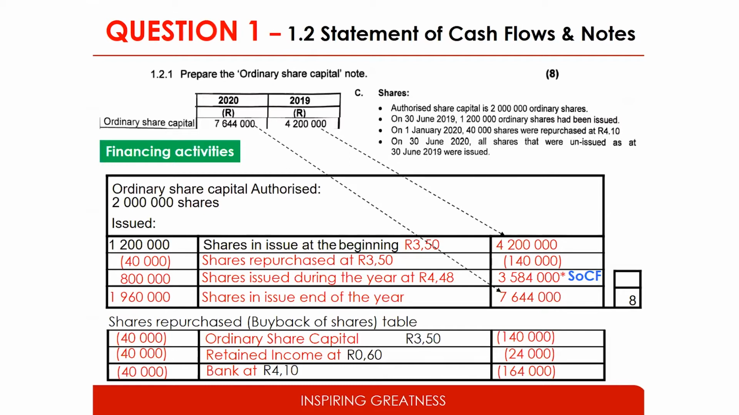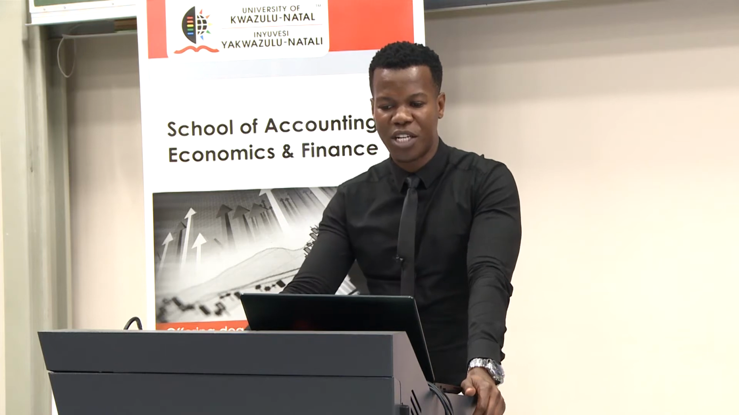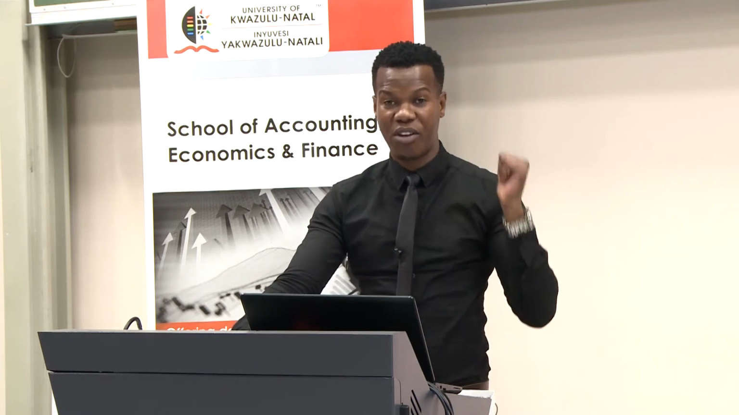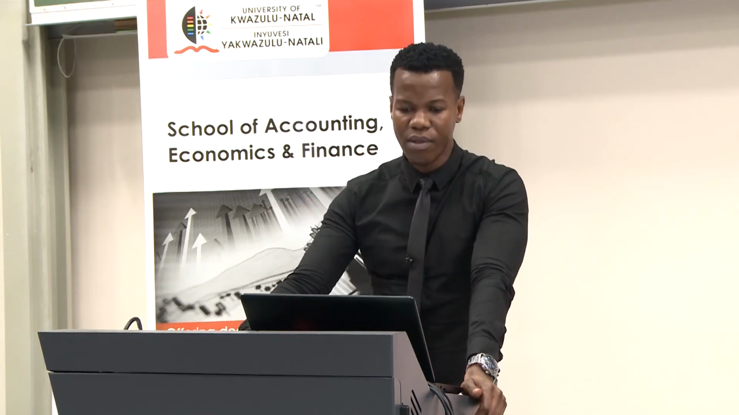Now the missing figure or the information is silent on the number of shares that we've issued at what value. They're just merely saying on 30 June 2020, all shares that were unissued as at 30 June 2019 in the previous accounting period were then subsequently all were issued, and that will be our balancing figure.